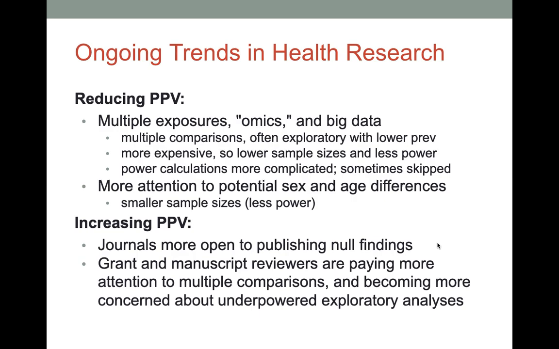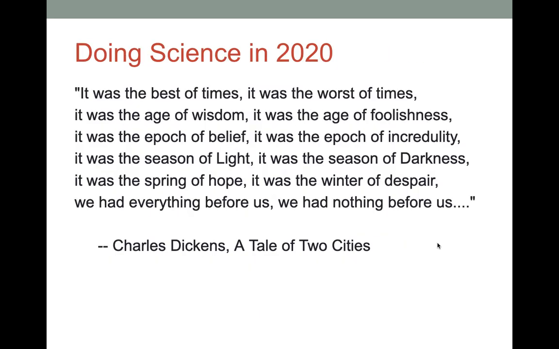There are a few bright spots in trends in health research. One is that journals are, I think, now becoming really more aware about the importance of publishing null findings. And so we may have less publication bias going forward than we've had in the past. Also, grant and manuscript reviewers are paying more attention to multiple comparisons and becoming more concerned about the potential reliability of underpowered exploratory analyses. And so that trend could also help as well with ensuring that our funded research and our published research is more reliable.